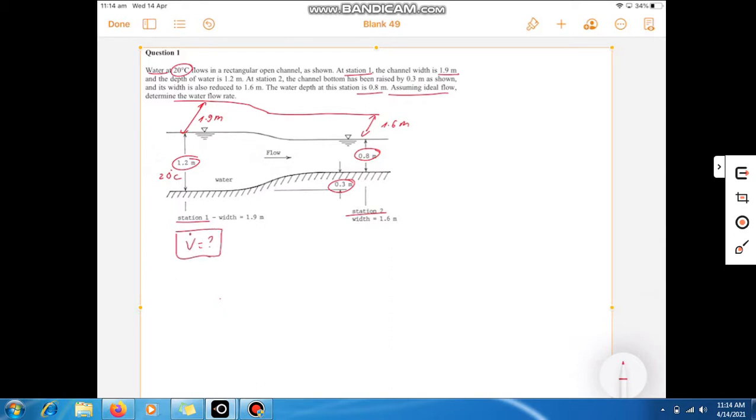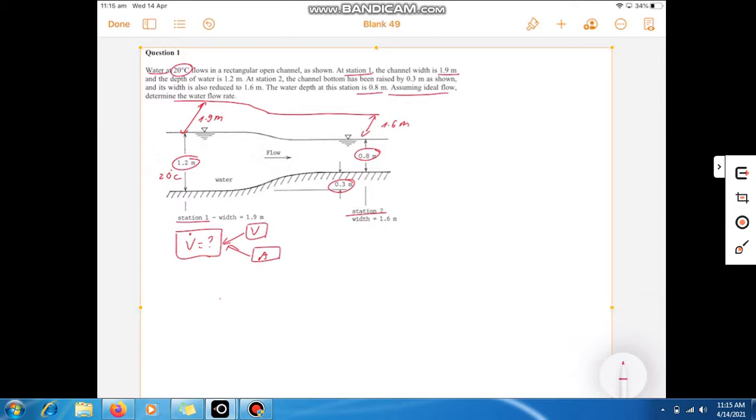How to find volume flow rate? If you have a look at the lectures in week 6, you will know that to find volume flow rate, you have to find velocity and cross section area. Volume flow rate equals velocity times cross section area. In this case we have two stations, station 1 and 2, so you can find velocity and cross section area at 1 or 2.